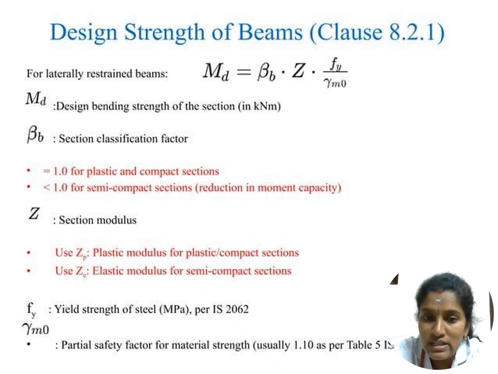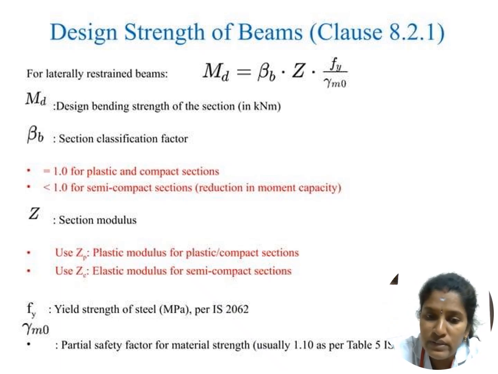So first one is the section classification factor. This will be very easy because this section is a plastic section or compact section or semi compact section. Based on the condition, we can take it as a value. Next one is the section modulus Z. We have to calculate the section modulus, ZP and ZC, for the compact section and the semi compact section.